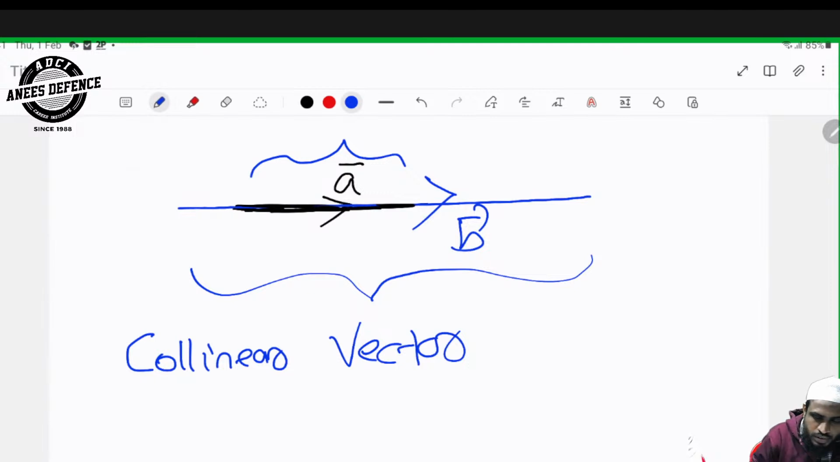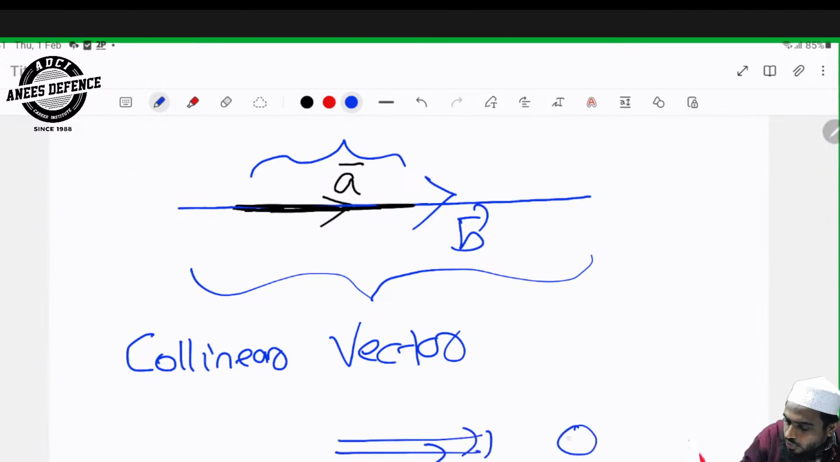So what is the angle between two collinear vectors? 0 degree, because A is in the same direction, B is also in the same direction. The angle between the two vectors is 0 degree.